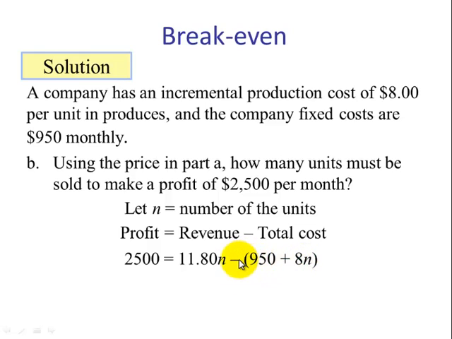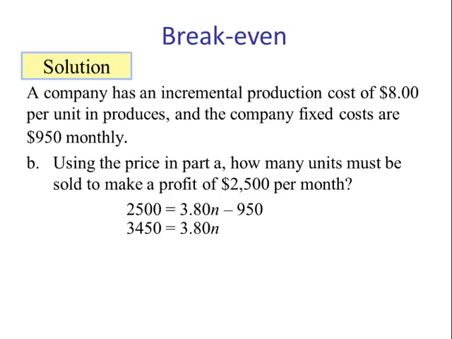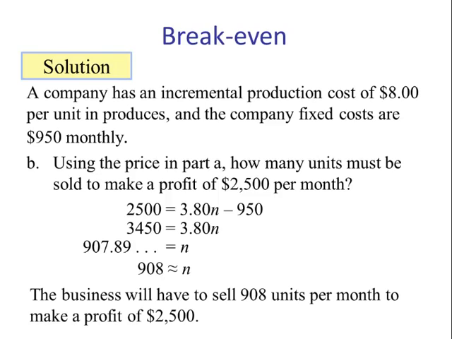The next step is we want to distribute the negative. The equation now becomes 2,500 equals 11.8 times N minus 950 minus 8N. Now we combine like terms. We get 2,500 equals 3.8 times N minus 950. Add 950 to both sides, and now divide by 3.8, and round it off, we get N to be about 907.89, which we're going to round to 908 units. The business will have to sell about 908 units per month to make a profit of $2,500 per month.